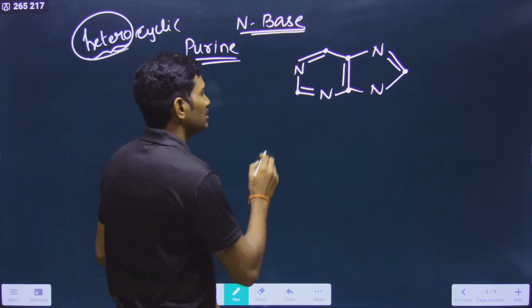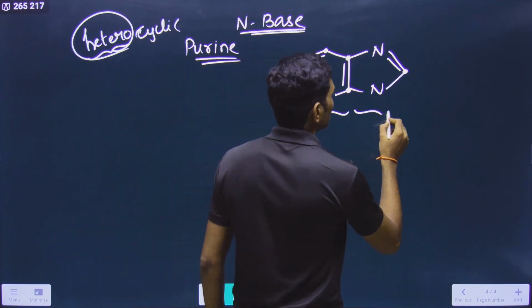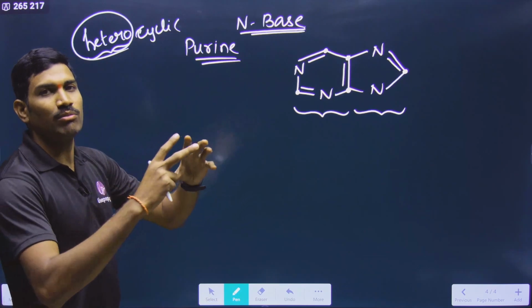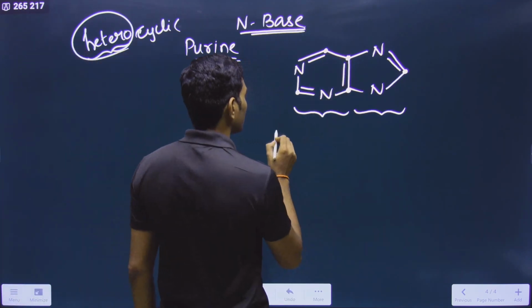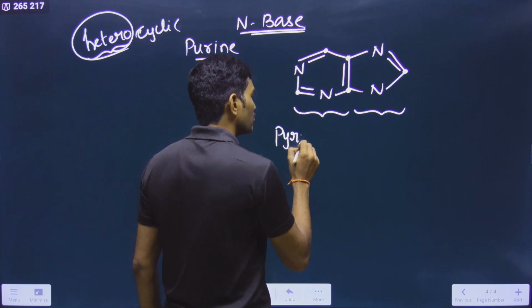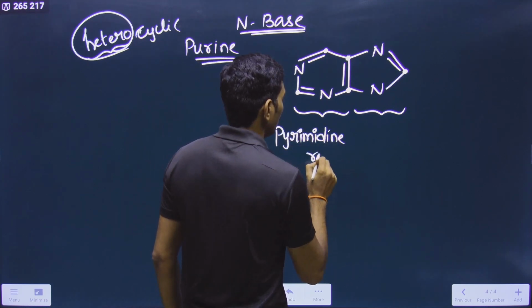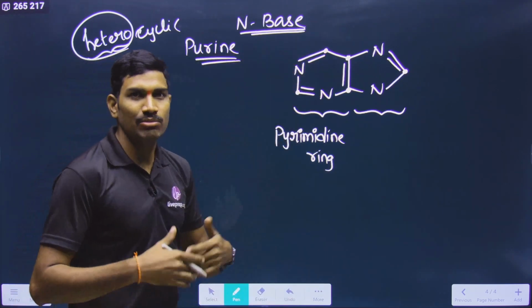In the purine, if you look, there are two rings. This is one heterocyclic ring and this is another heterocyclic ring. So purine is actually formed by the fusion of two rings. The left side ring is called the pyrimidine ring. Please remember this: after completing purines, we will study pyrimidine.